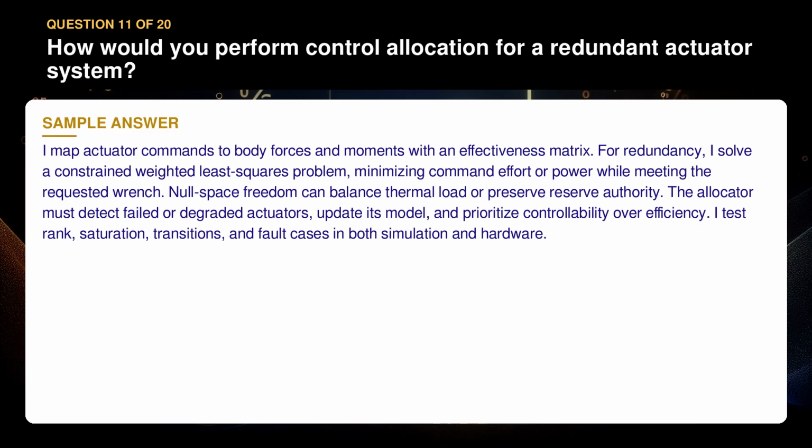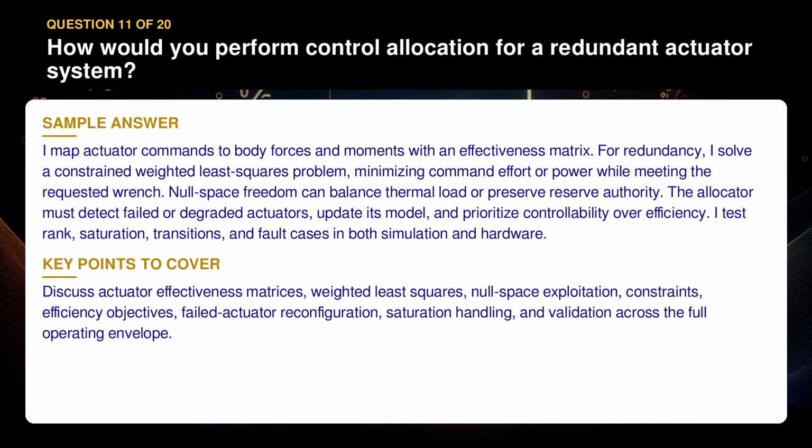I map actuator commands to body forces and moments with an effectiveness matrix. For redundancy, I solve a constrained weighted least squares problem, minimizing command effort or power while meeting the requested wrench. Null space freedom can balance thermal load or preserve reserve authority. The allocator must detect failed or degraded actuators, update its model, and prioritize controllability over efficiency. I test rank, saturation, transitions, and fault cases in both simulation and hardware.